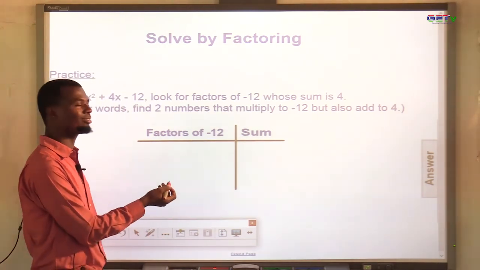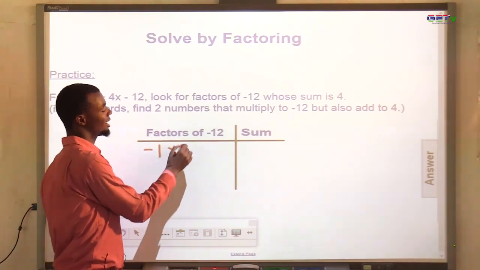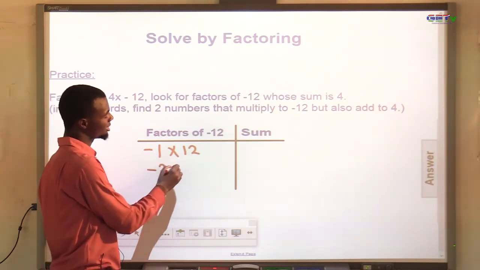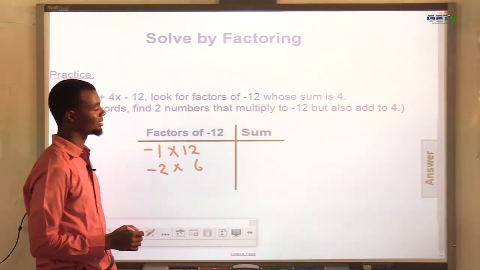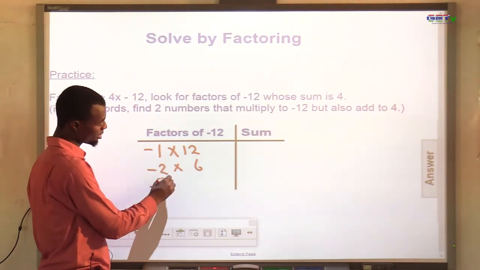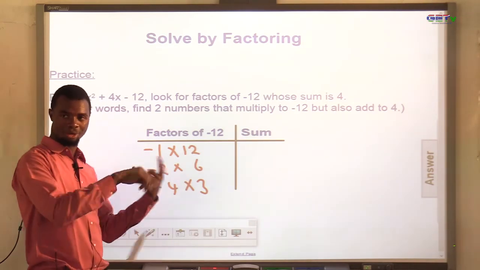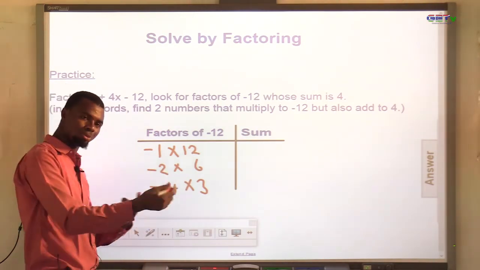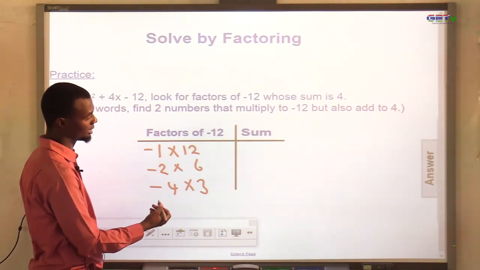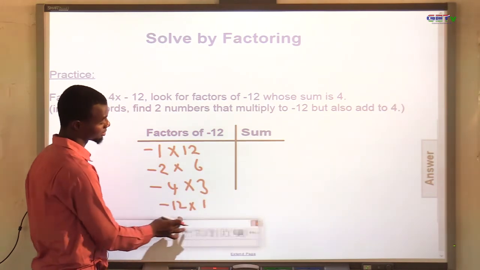Factors of negative 12: we start with negative 1 and 12. We can have negative 2 and 6, negative 4 and 3, or the other way around. The other number becomes negative when the first one you write is positive. It will also give you negative 12, like negative 12 and 1.